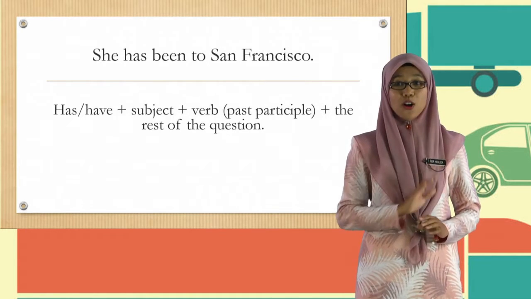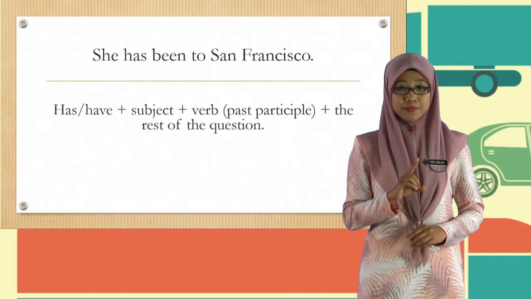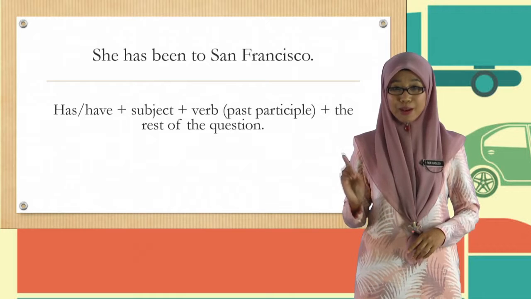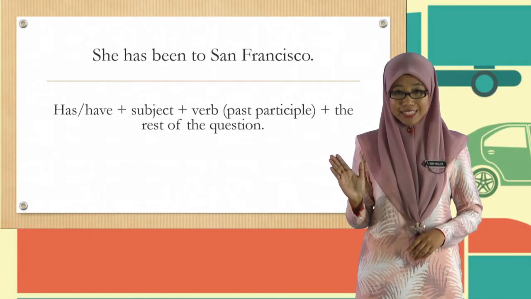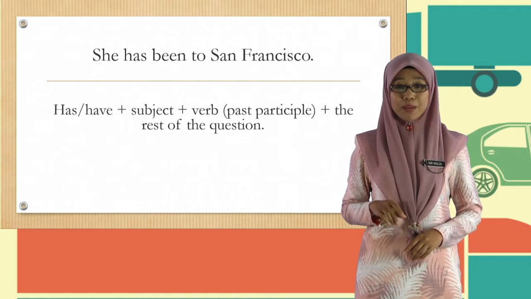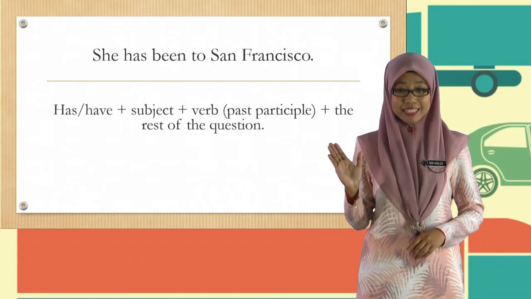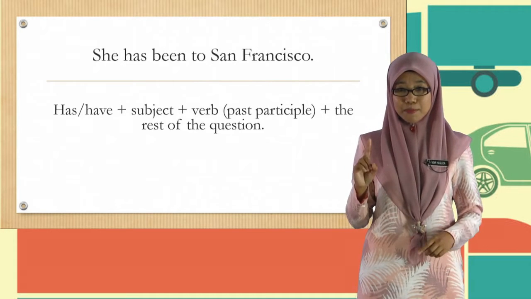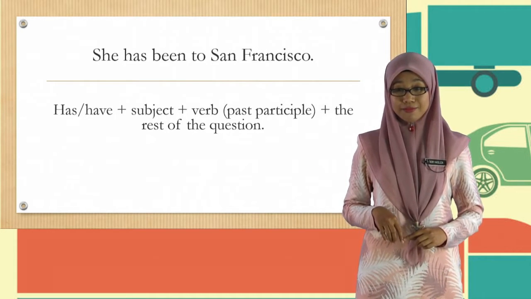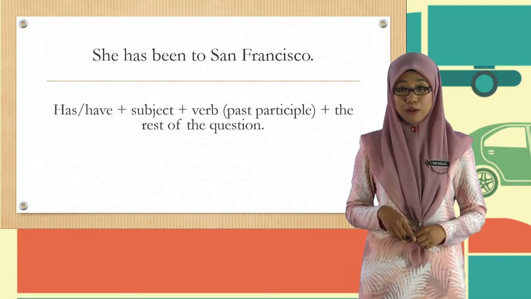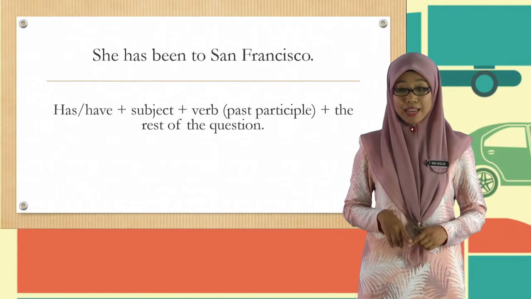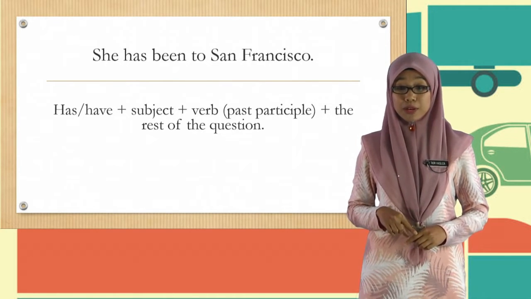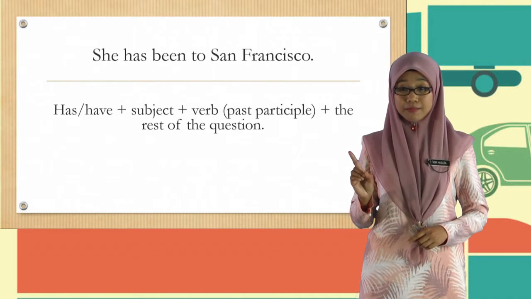Has or have should be placed in the beginning of question, followed by the subject, plus verb in past participle, and then plus the rest of the question. Now, can you turn the statement above into a question? Try to read your answer loudly. Remember, has or have should be placed at the beginning of the question, followed with the subject.